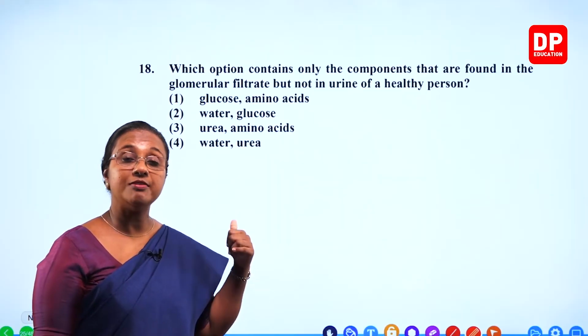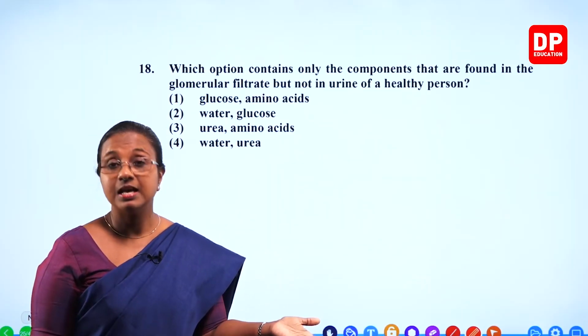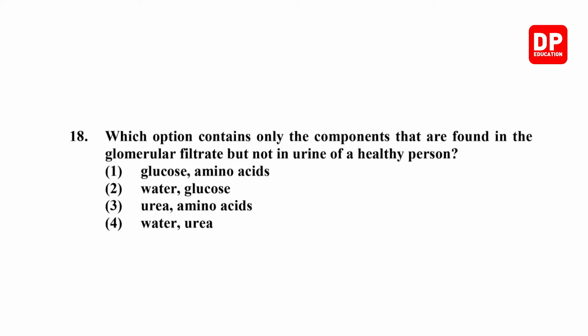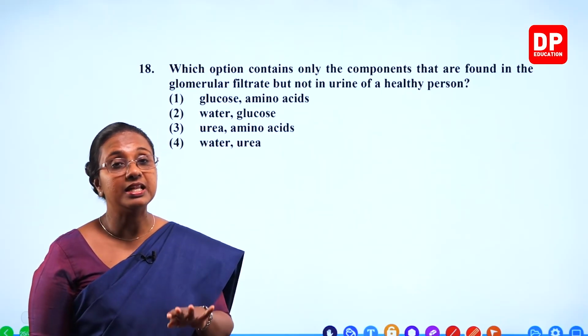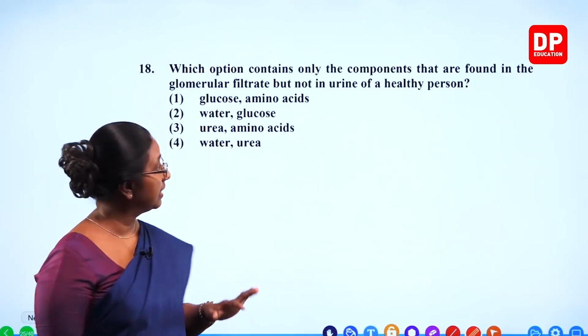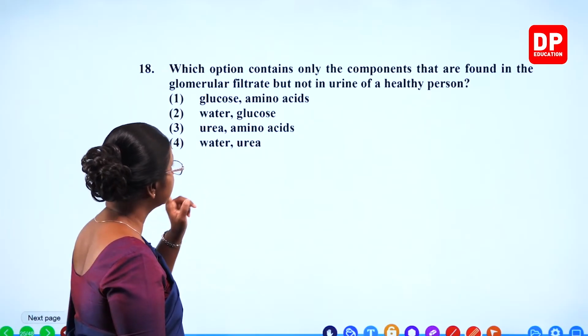I mentioned to you all, if there is glucose, that means it is a diabetic patient. If there are amino acids, that means the nephron is not functioning properly. So you cannot have proteins, amino acids or glucose in the urine of a healthy person. So there the answer is the first one.